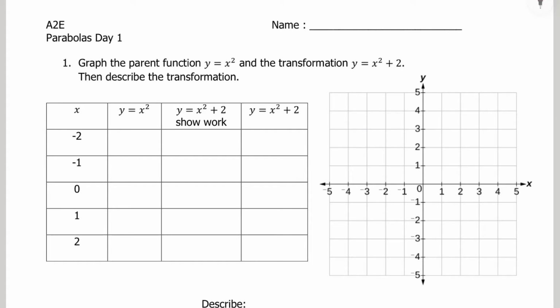Right, so today we're starting the next section, parabolas, first day. So number one says graph the parent function y equals x squared. And then it says in the transformation y equals x squared plus 2, then describe the transformation. So what we're going to do is just fill in the table to the left and then graph on the right. So I'm going to use two different colors today to do the two different pieces.